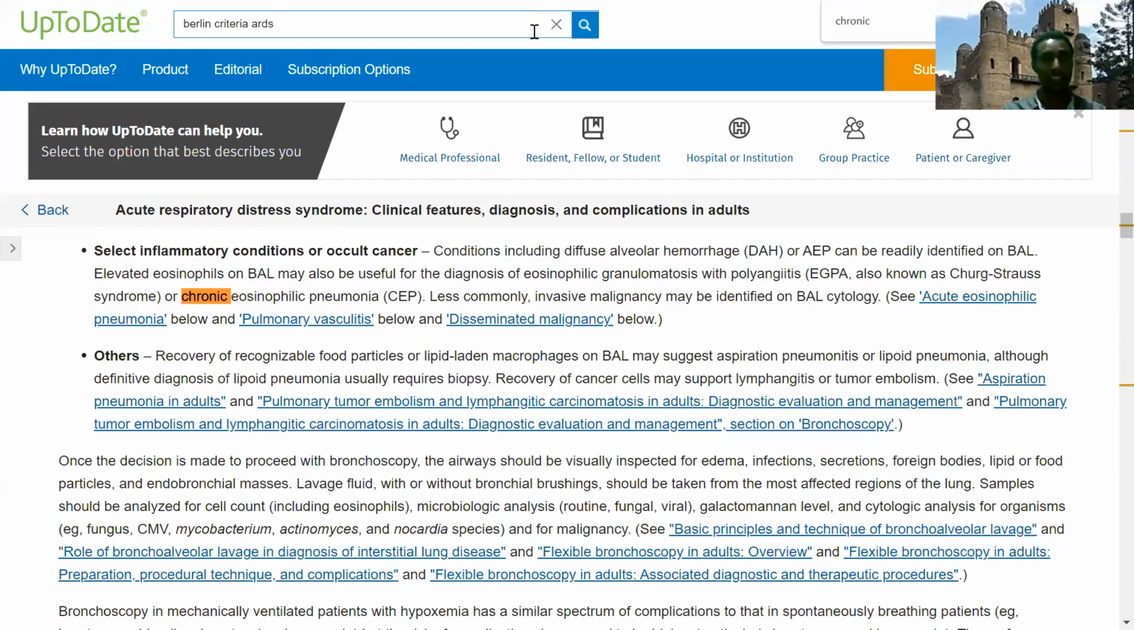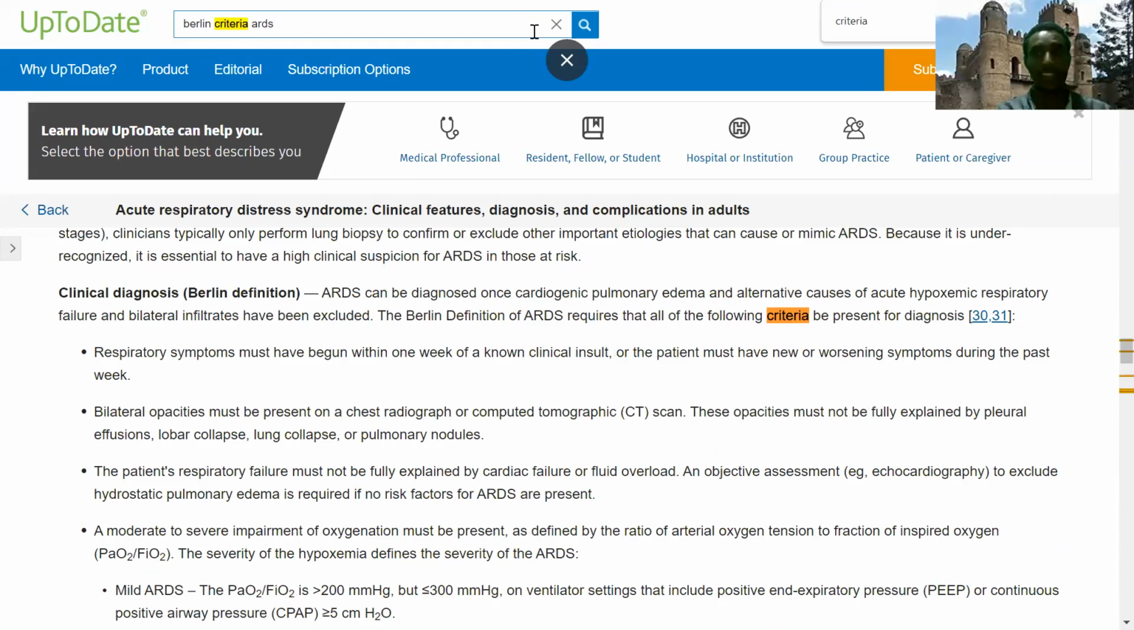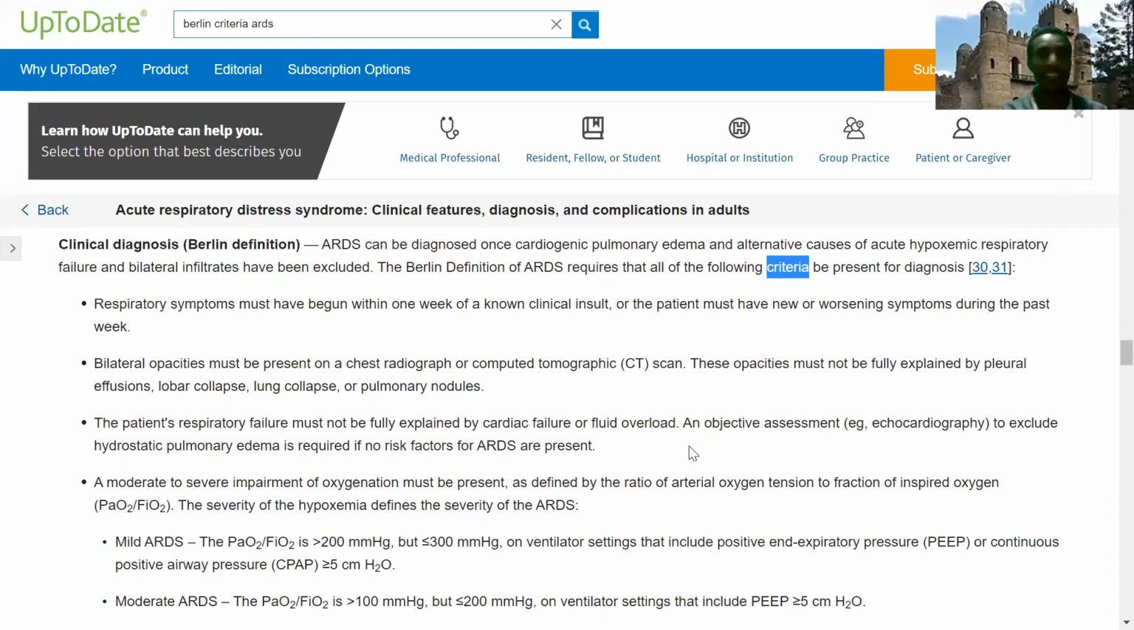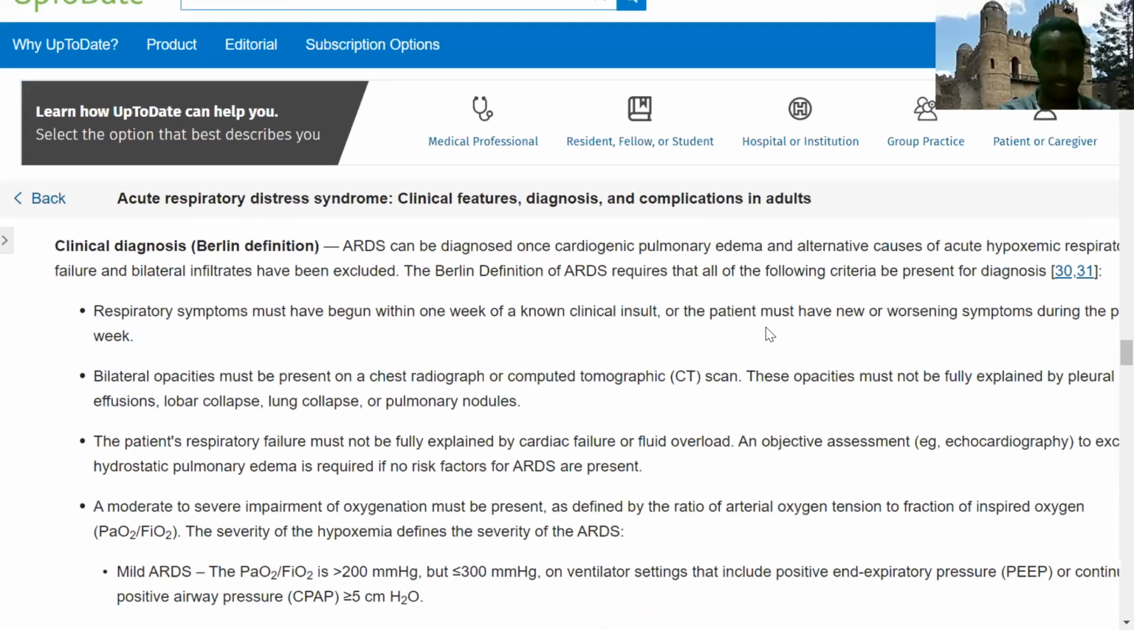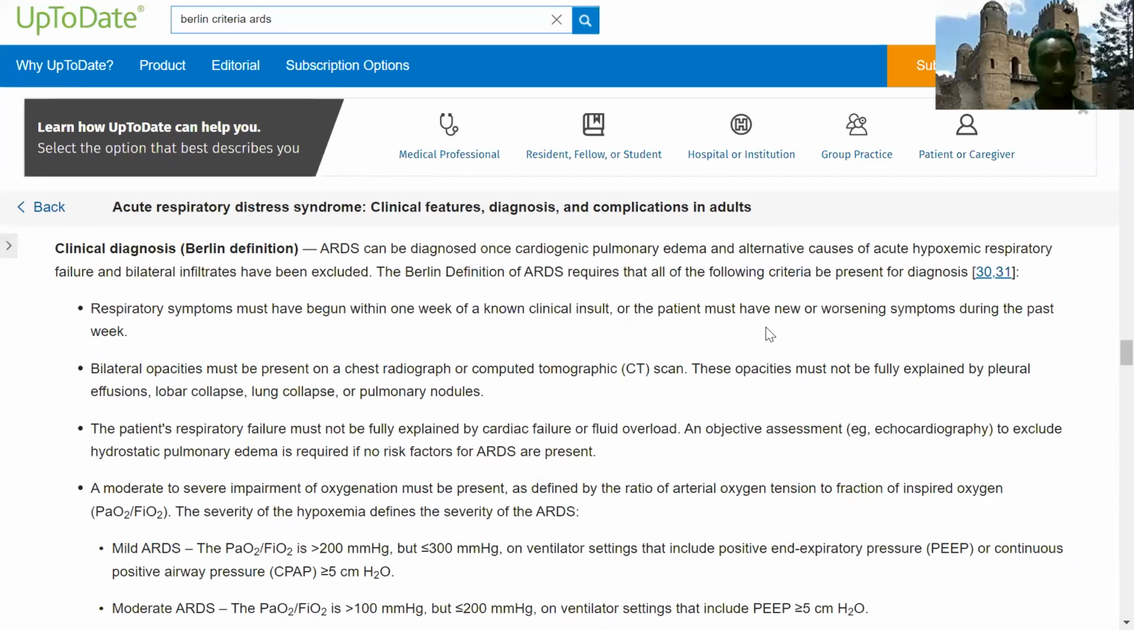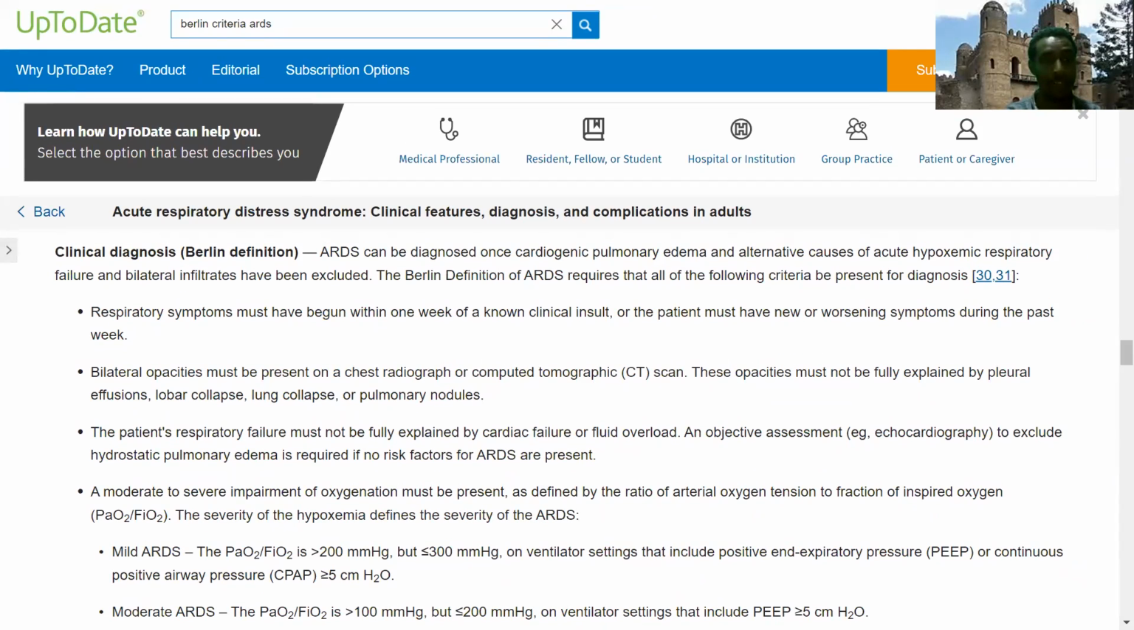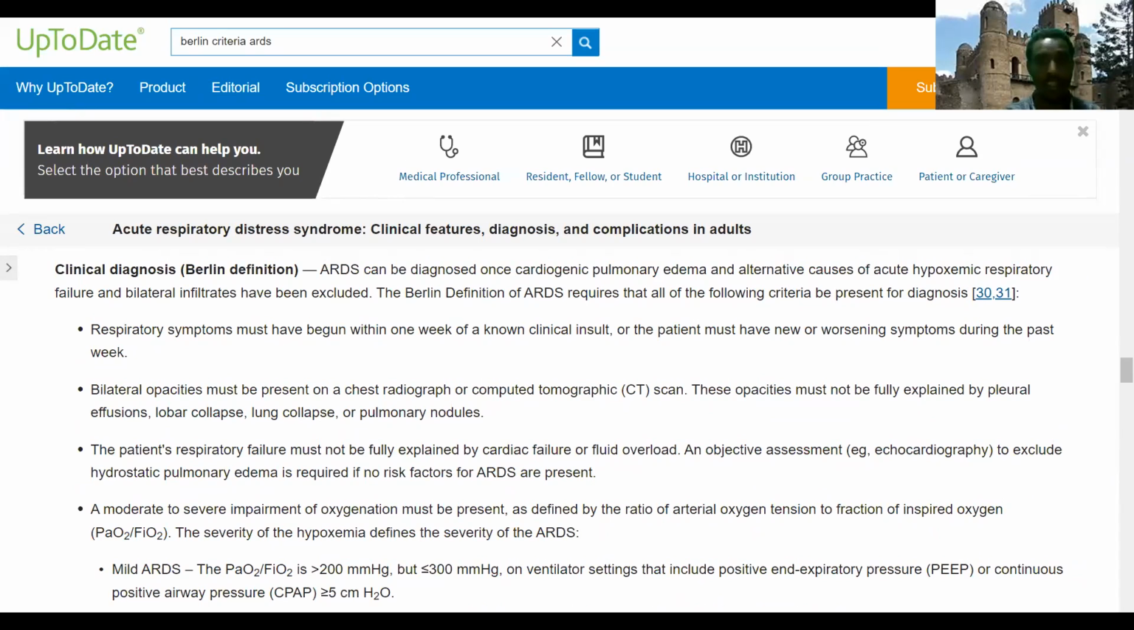The second criterion is the imaging finding. It says there should be bilateral infiltrates by X-ray or CT scan, whichever is available in your setup. This bilateral infiltrate should not be fully explained by pleural effusions, lung collapse, or pulmonary nodules. It should be infiltrate, demonstrated by chest X-ray or CT scan findings.